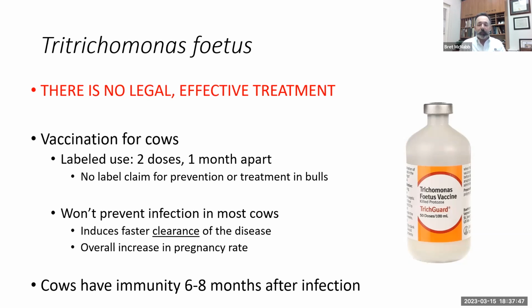It won't prevent infection, but what it does is hasten the clearance. So it speeds up clearance of that protozoa from the female's reproductive tract and lets her get back to a state where she can conceive. And if you look at a group of cows that was vaccinated with this, as compared to a group of cows that was not vaccinated, the vaccinated group will have a higher pregnancy rate at the end of the breeding season, all else being the same. So it works well on a herd level. It just doesn't prevent the infection in the individual cow.